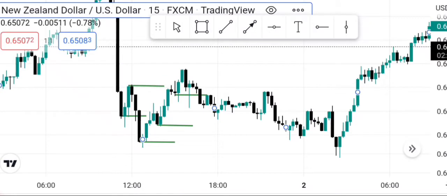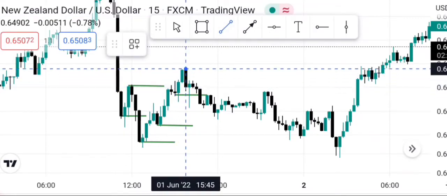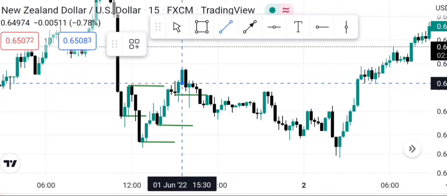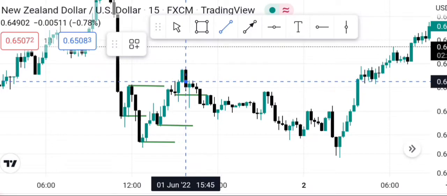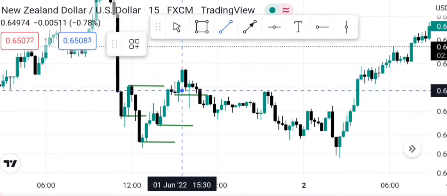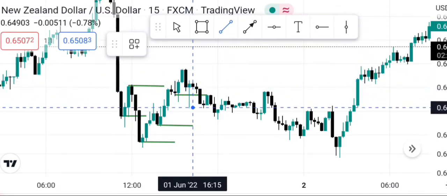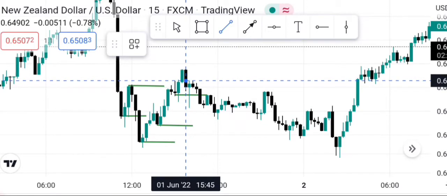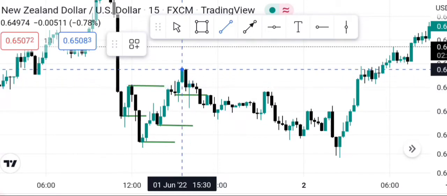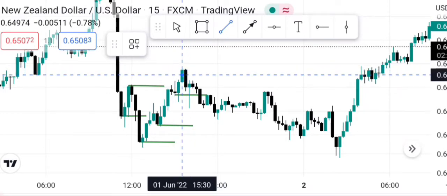Okay, let me give you more examples. This here looks like a swing high, but this is not a swing high, because we have only one bullish candle and only one bearish candle. It must have at least two bearish candles following it. So this is not considered a swing high. It's just a regular high.